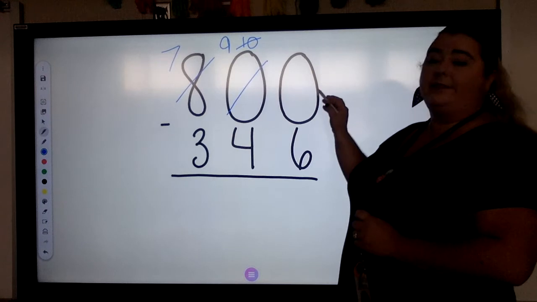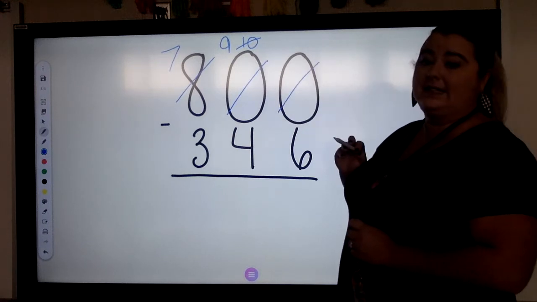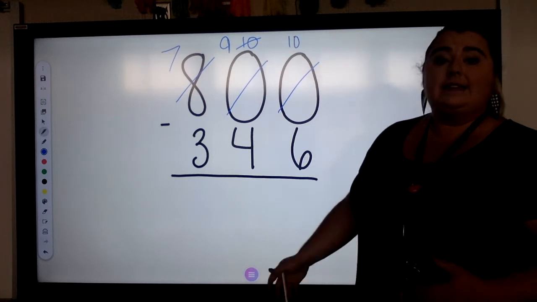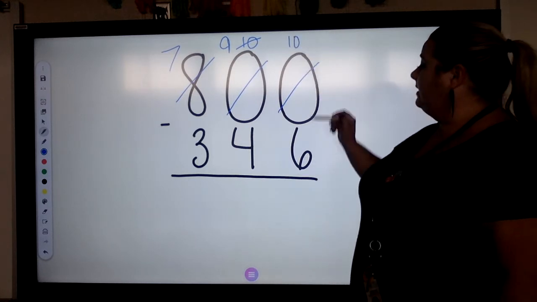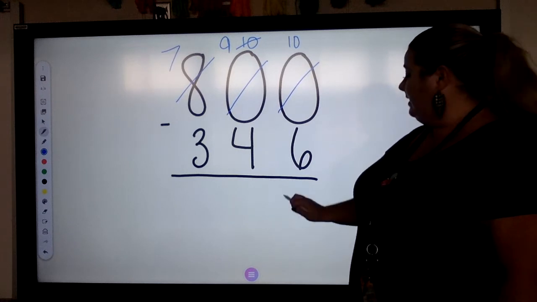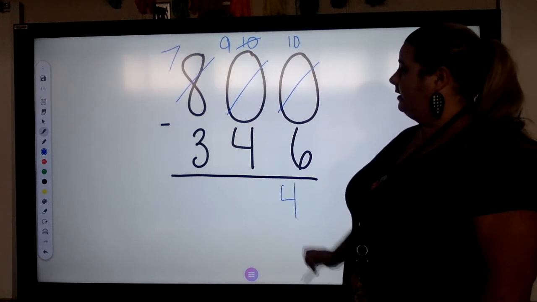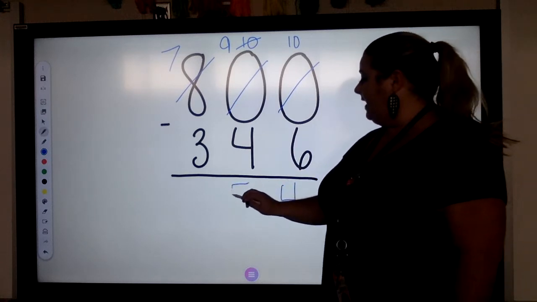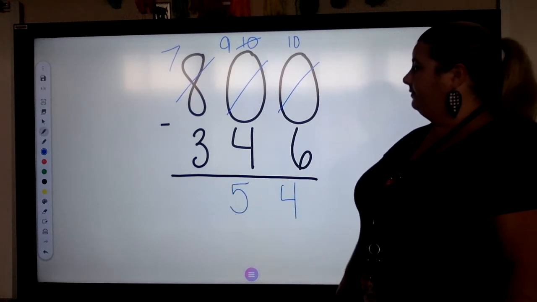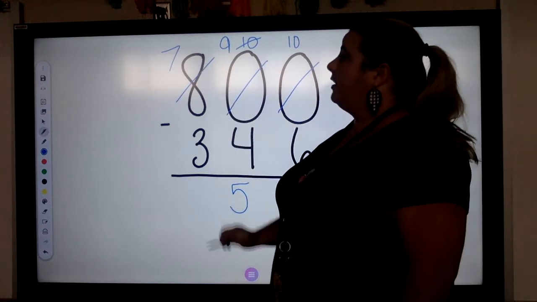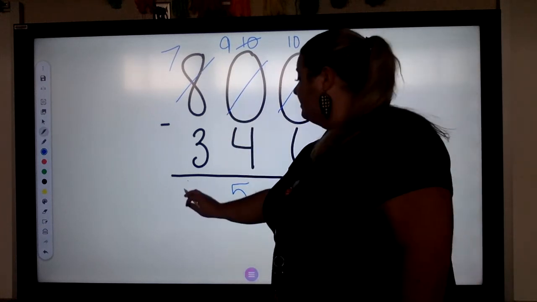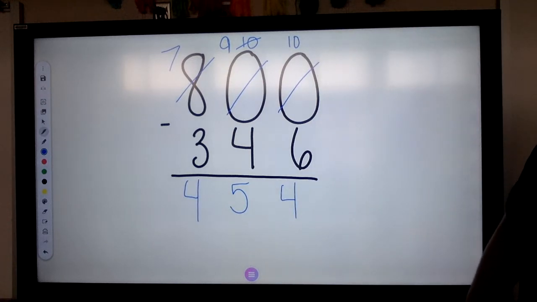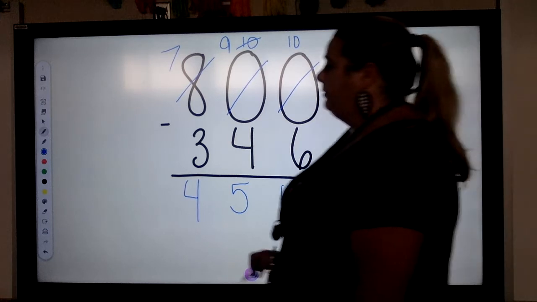Now that 1 I took away from 10, I can finally give to this 0. So now this 0 is worth 10. Now I can subtract. 10 subtract 6 is 4. 9 subtract 4 is 5. 7 subtract 3 is 4. So my answer is 454. Let's try with a bigger problem.